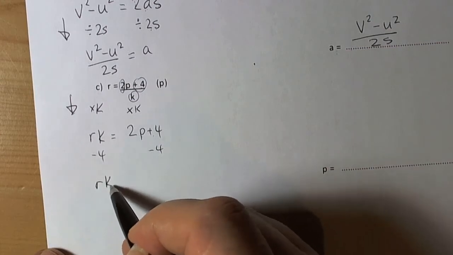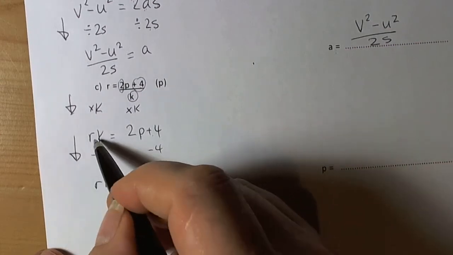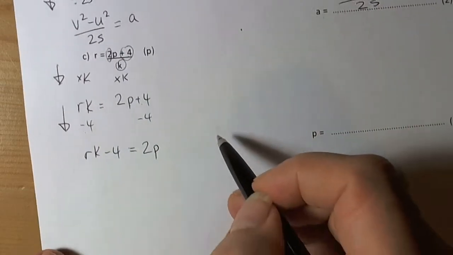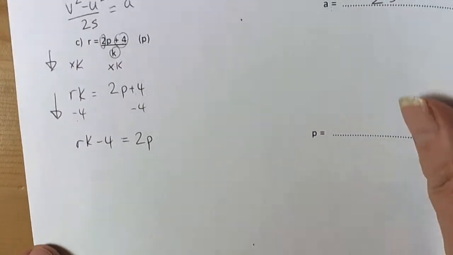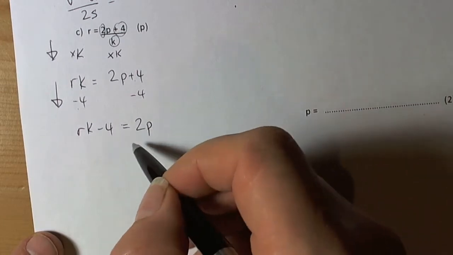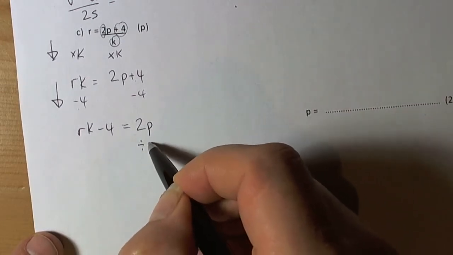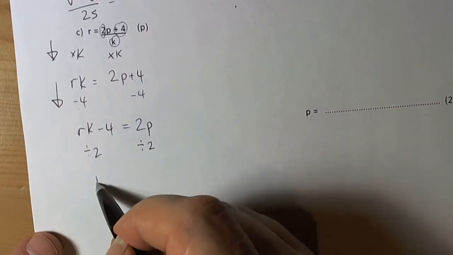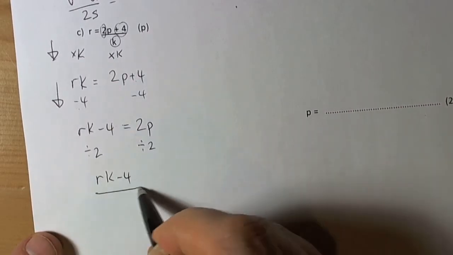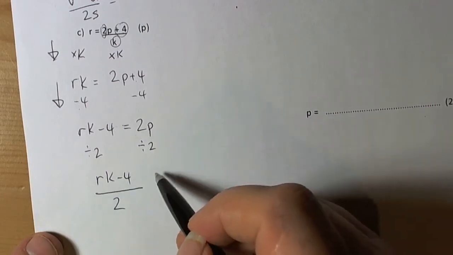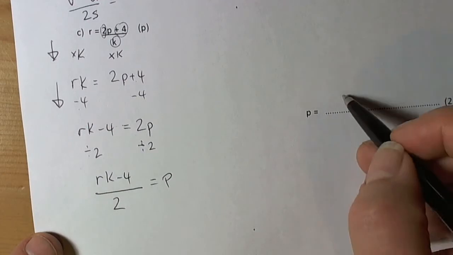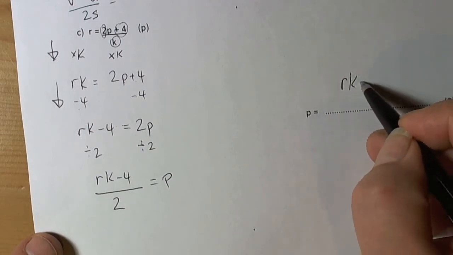So we've got rk, take away 4, again, top down, what we had originally, take away the 4, and that equals 2p. Well, the only thing we've got left to move now is the 2. That'll leave the p on its own. 2p means times, so divide by 2. So again, write down what you had originally, and then divide by the new thing. And that leaves us with the p, because 2 divided by 2 is 1, so we're left with 1p. So again, we write down what's going on.